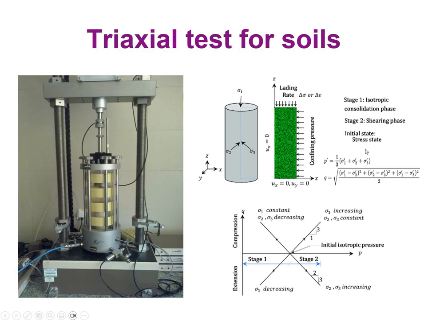So we are going to use other variables that are called the Cambridge variables, where we usually use P as the mean stress, the actual stress, and Q is the deviatoric stress, which we are going to define in a few minutes in this presentation.